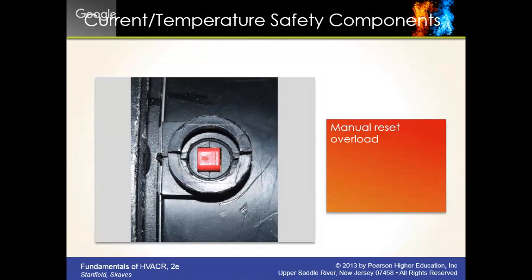Here's a manual overload reset. This is just a picture of one. This looks to be like if it were in line with a coil inside of the motor somewhere. You'll see that pop out if the coil gets too hot, and you'll have a manual reset on it. That's very similar to this, where you have the manual reset. The bimetal coil that's inside of here gets too hot, it'll trip this, and you'll have to push that back in to reset it, manual reset. Okay.